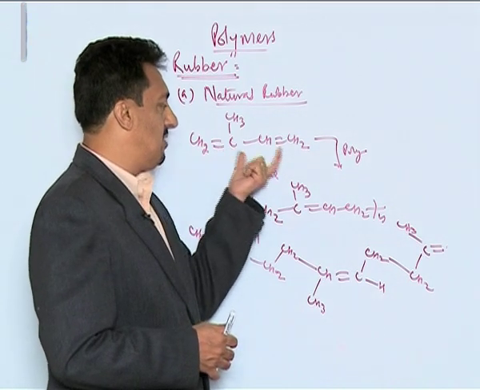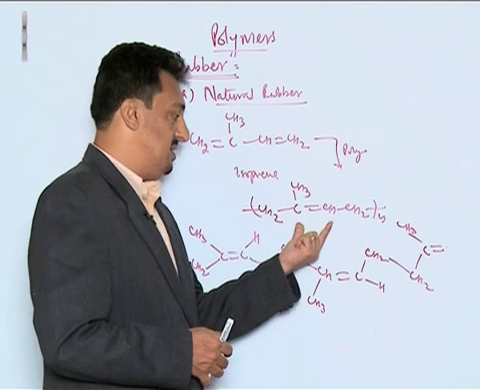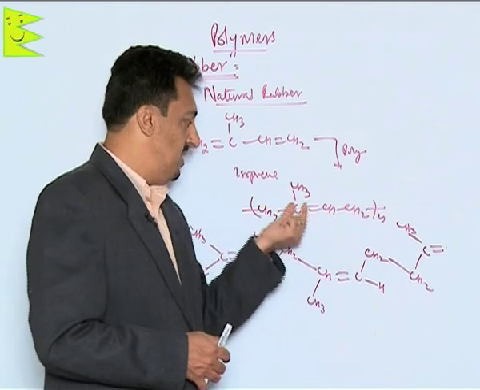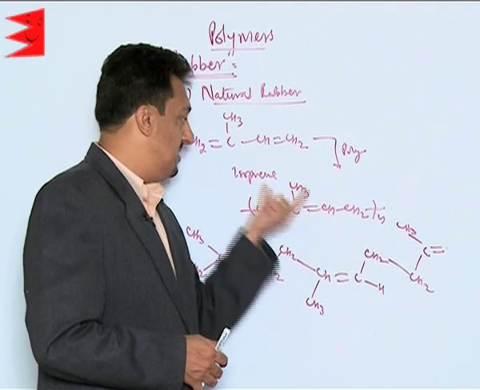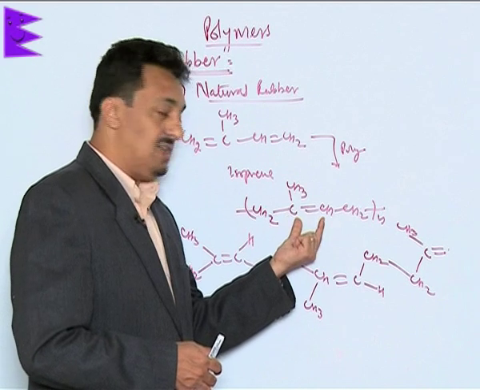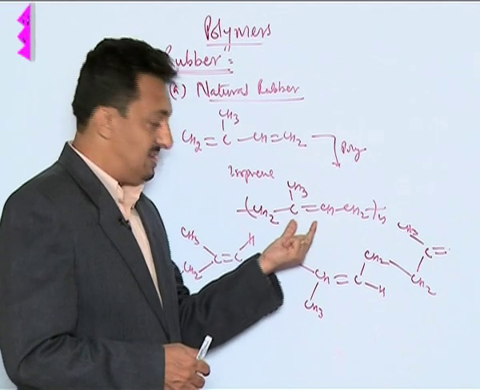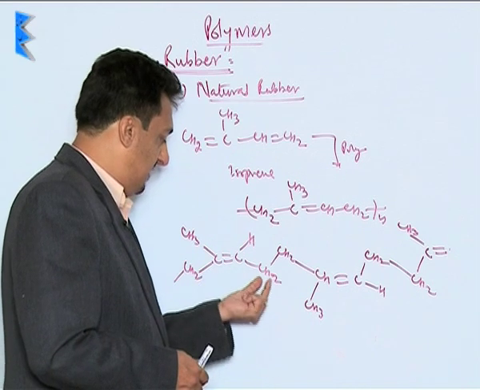When this molecule isoprene undergoes polymerization, it leads to the formation of this type of polymeric chain, which has a methyl as a side branch. And these two double bonds shift to the central position. Now, this natural rubber exists in nature in its cis form, like CH3, CH2 double bond, CH2 is here.